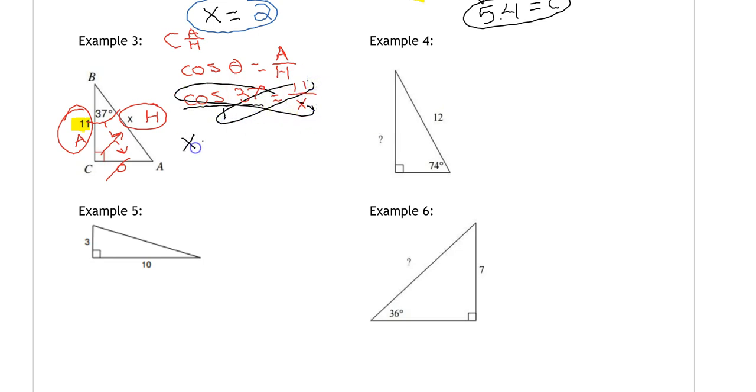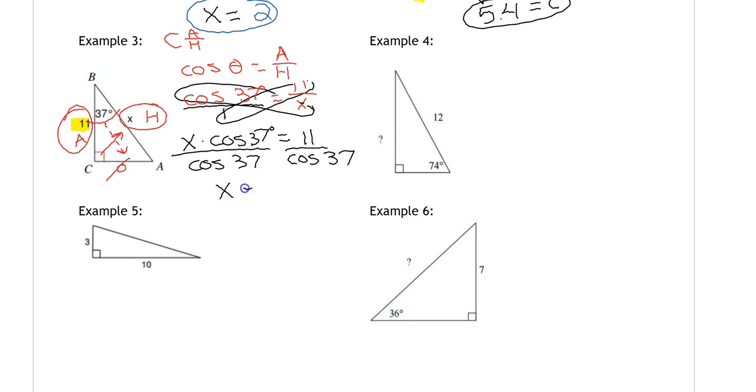So I have x times cosine of 37 degrees equals 1 times 11, which is 11. This one's a little bit different, right? My x still has something with it. My x is being multiplied by the cosine of 37. So my last step that I have to do for this problem is divide by cosine of 37.